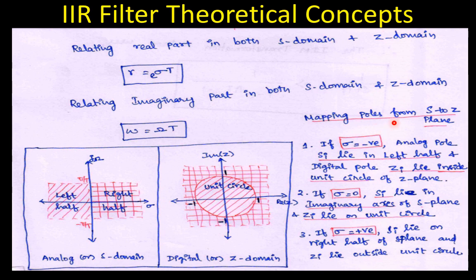So how do you map poles from S domain to Z domain? There are three cases. When the poles are located on the left side of the S plane, they are mapped inside the unit circle in the Z plane. Whenever the poles are located on the right side of the S plane, they are placed outside the unit circle in the Z plane. When the poles lie exactly on the imaginary axis, they are placed exactly on the circumference of the unit circle. So these are the 3 points to be remembered.